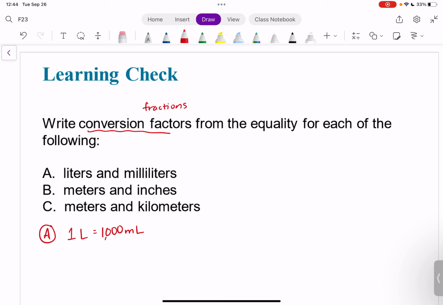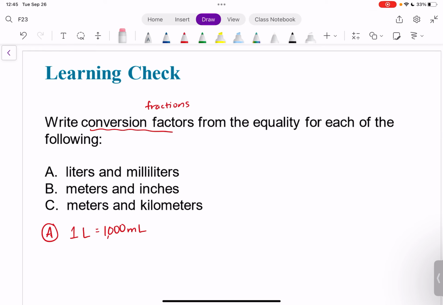Now, you could have written that there were 1 over 1,000 liters in 1 milliliter. But do you see why that might be more confusing? If you want to write it that way, you can. But I think that's really confusing. These are both saying the same thing, okay? They're just switching the perspective. I personally like to go from the perspective of having one large thing and how many little things are in one of my big thing. But you can do it whatever way works for you.